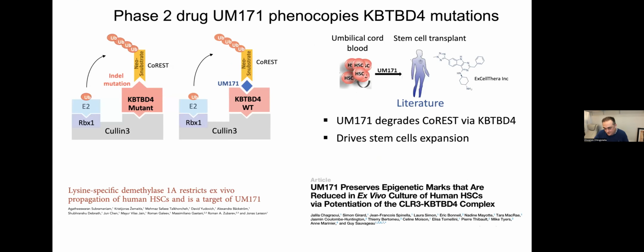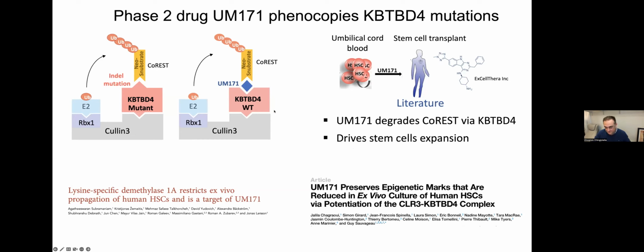And I have to mention that there is a small molecule that does exactly the same as what we showed with the mutation. This is called UM171, and we have heard, I think, a brilliant talk by Subramanian in this series about UM171. UM171 is a molecule that is used in phase 2 to drive stem cell expansion, and it does exactly the same as the mutation that we have identified. It engages CoREST to drive its degradation.